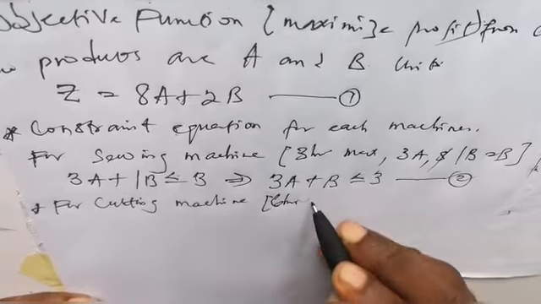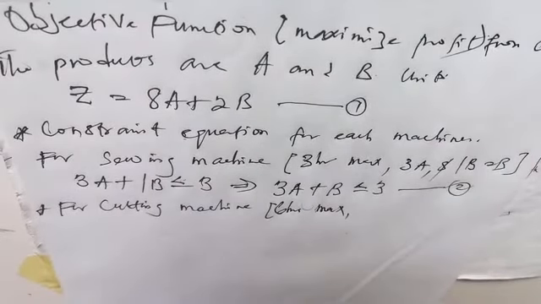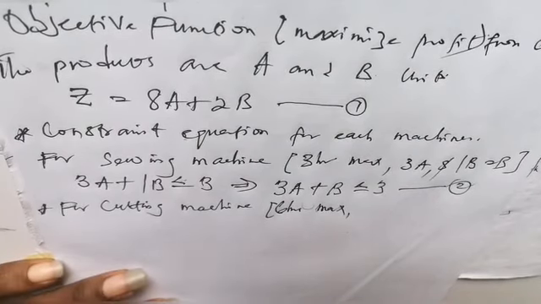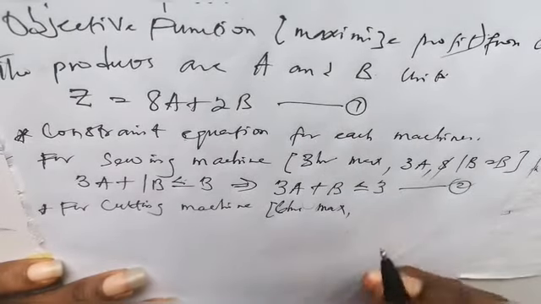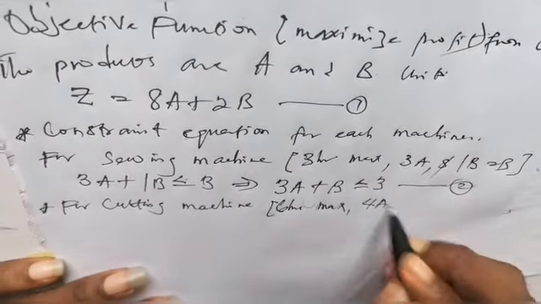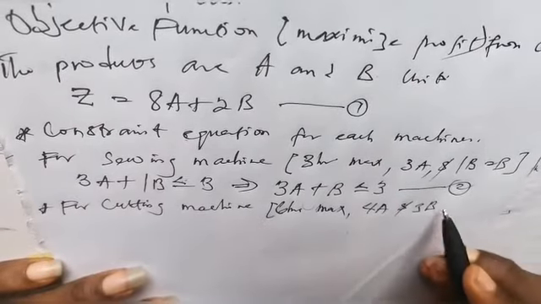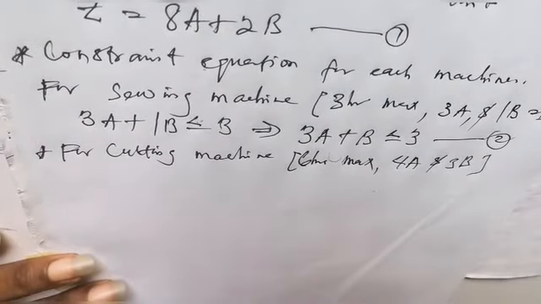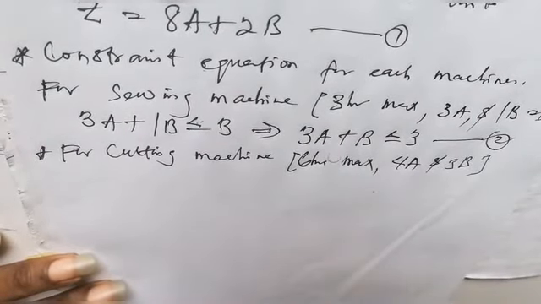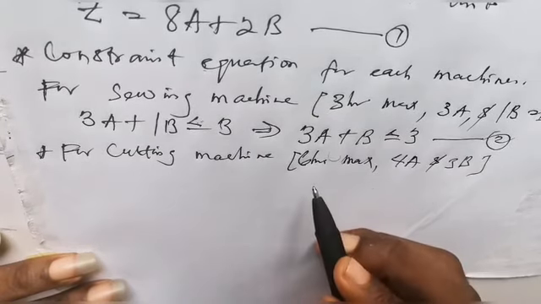6 hours max. Now with each cloth unit using 4 hours and 3 hours respectively, which means, remember the cloth units are what? A and B units. So 4 hours for cloth A and 3 hours for cloth B respectively. So let's formulate the equation. This is simply now saying that the maximum working hour capacity of the cutting machine is 6 hours.